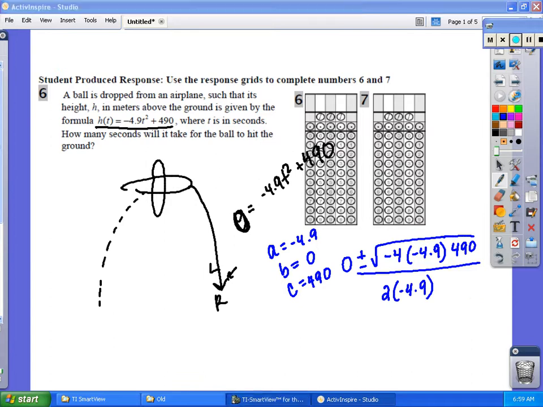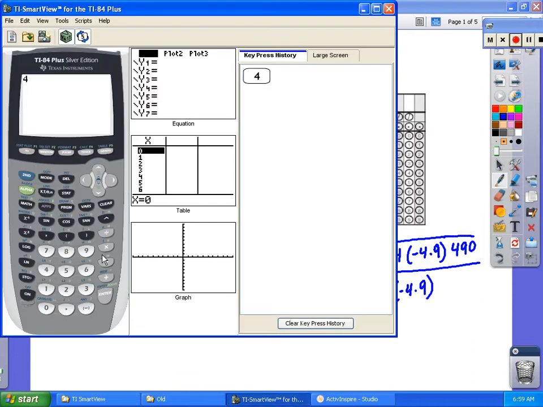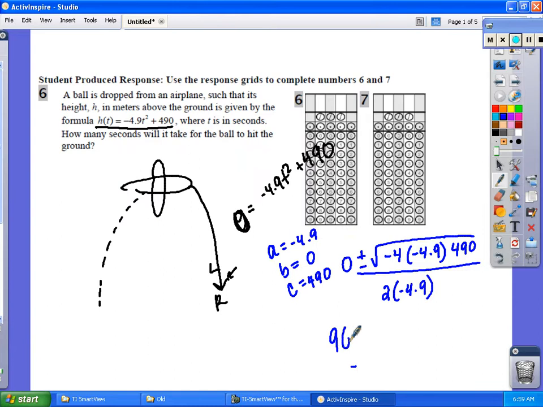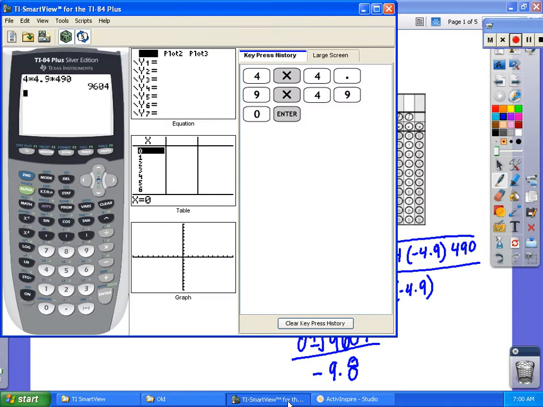So 4 times 4.9 times 490. Get an answer of 9,604. Zero plus or minus over, and then 2 times 4.9 would be negative 9.8. So now I'm going to take the square root. Now I don't think 9,604 is a number that is a perfect square. Let me just check. Oh, it is. I'm sorry, you get 98.